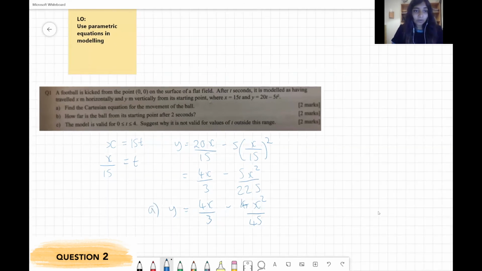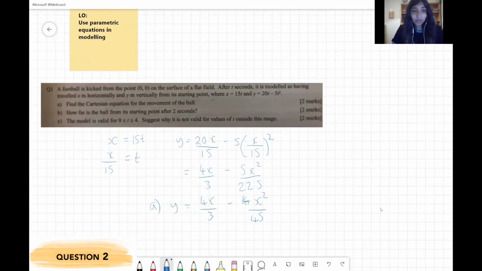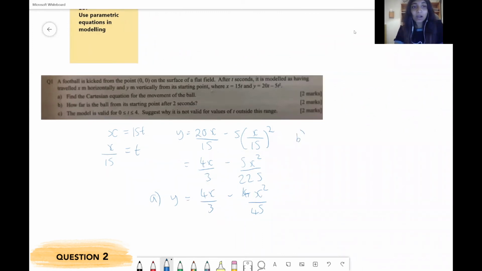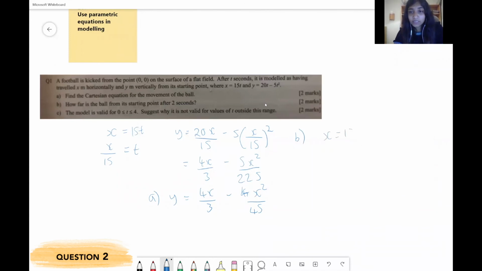And for part B, we want to find out how far the ball is from its starting point after 2 seconds. So first we can just find out what the x and the y values would be after 2 seconds. If you plug in t equals 2 for both of them, we'd have x is equal to 15 times 2, which is just 30. And then we'd have y is equal to 20 times 2 minus 5 times 2 squared. That would just be equal to 40 minus 20, so that would just be 20.